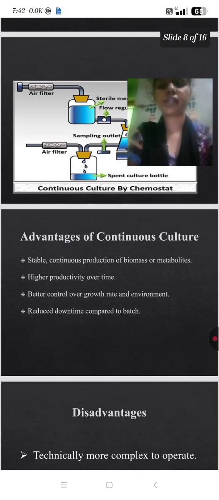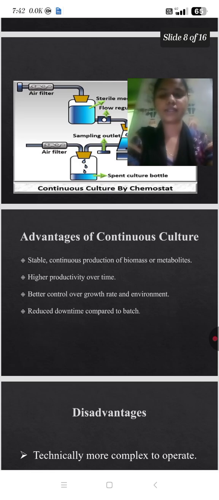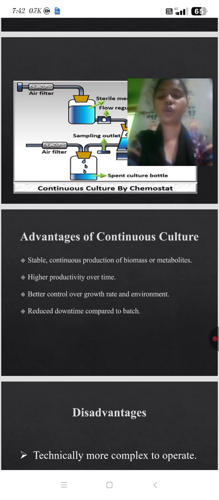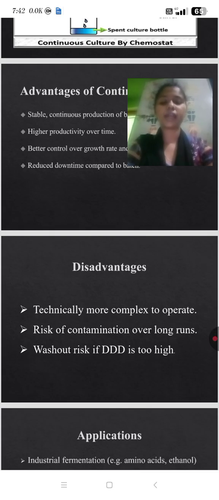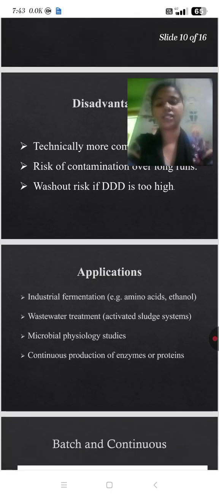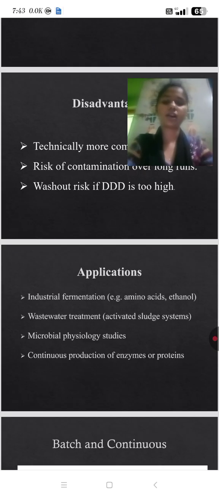Advantages of continuous culture: suitable for continuous production of biomass or metabolites, higher productivity over time, better control over growth rate and environment, reduced downtime compared to batch. Disadvantages: technically more complex to operate, risk of contamination over long runs, with a washout risk if the dilution rate is too high.